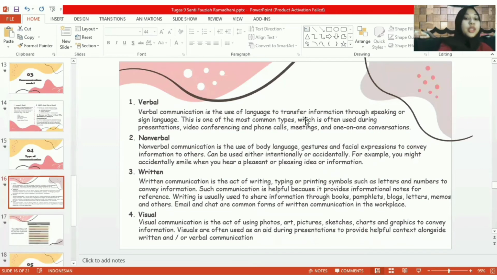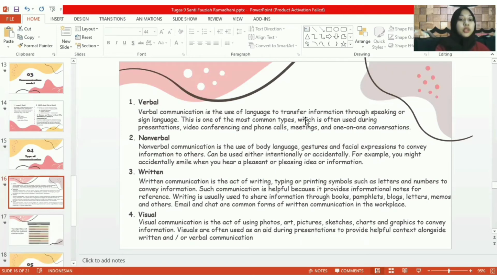The third is written. Written communication is the act of writing, typing, or printing symbols such as letters and numbers to convey information. Such communication is helpful because it provides information for reference. Writing is usually used to share information in books, blogs, letters, memos, and many more. Email and chat are common forms of written communication in the workplace.